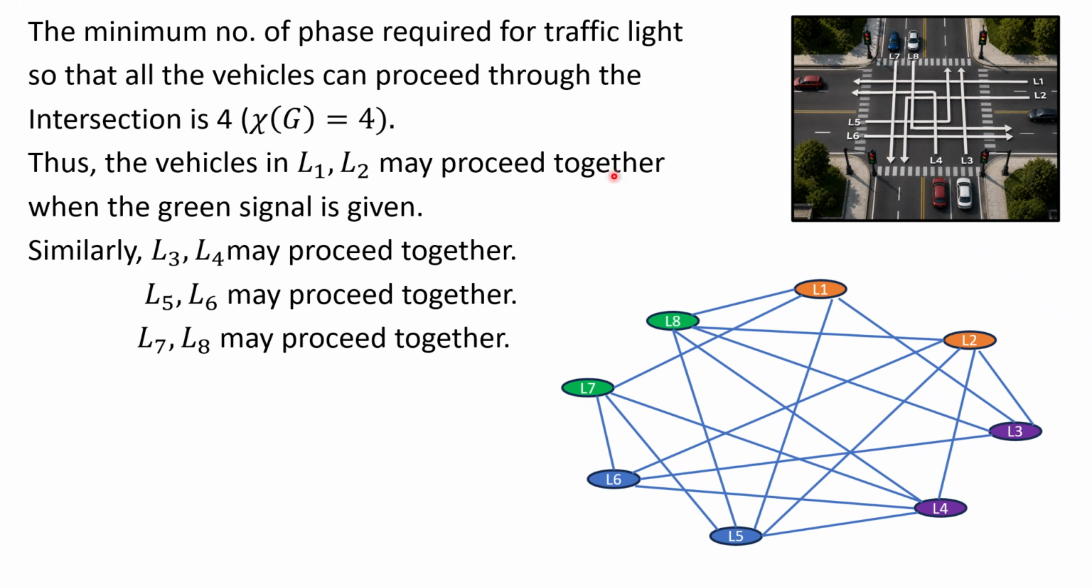So from this graph coloring, we can conclude that L1 and L2 can proceed at same time. Similarly, L3 and L4 can proceed at same time. L5 and L6 can proceed simultaneously. L7 and L8 can proceed simultaneously. So this is how we are modeling the given data through vertex coloring.